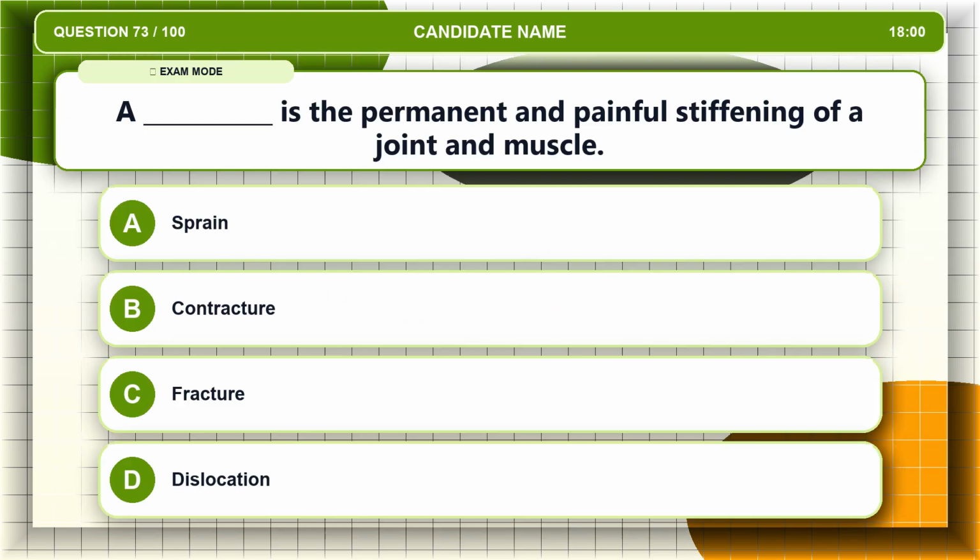Question 73. A blank is the permanent and painful stiffening of a joint and muscle. Option A, sprain. Option B, contracture. Option C, fracture. Option D, dislocation.